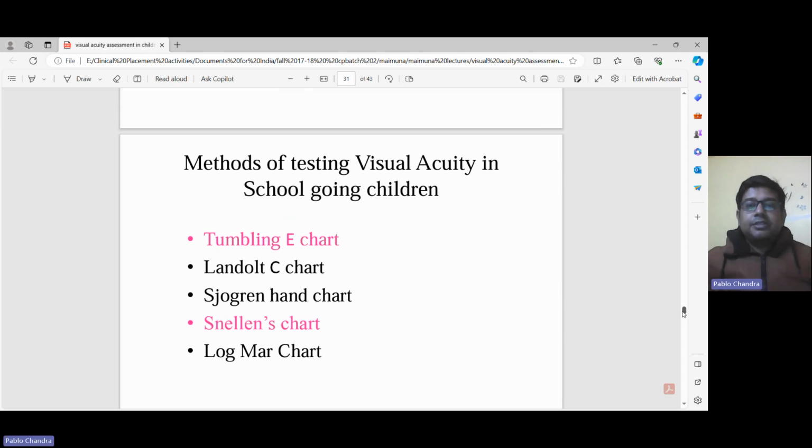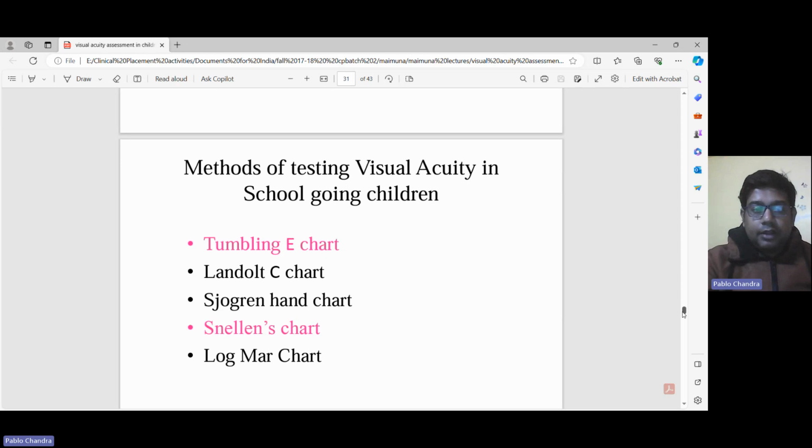So these are the methods of testing visual acuity in school-going children, which I have already discussed. That is the tumbling E test, then the Landolt C test, then the surgeon's hand chart test, Snellen's chart, and LogMAR chart. All these charts are there, so once we can do all these tests.